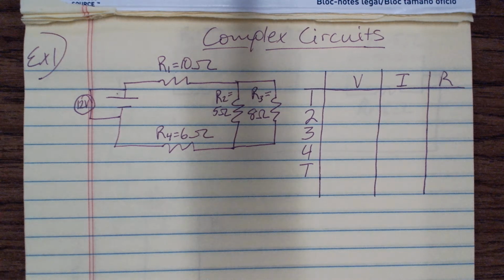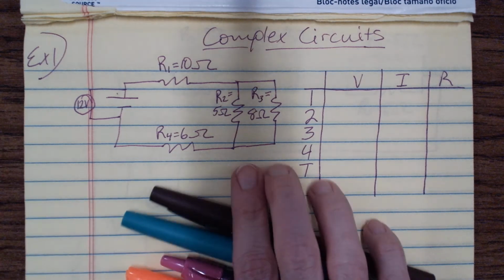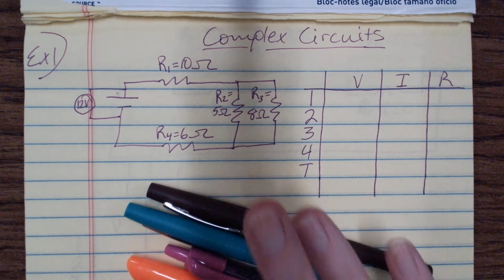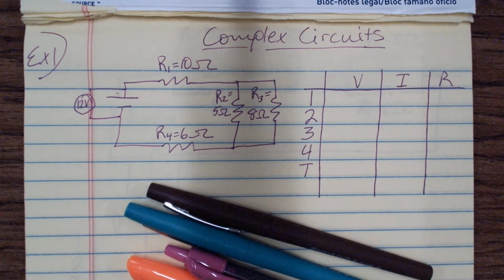Okay, so we're going to do complex circuits today, and I have multiple pen colors to go through all of this with you. And I'm going to go through two examples. So complex circuits are when you are mixing series and parallel in one circuit.